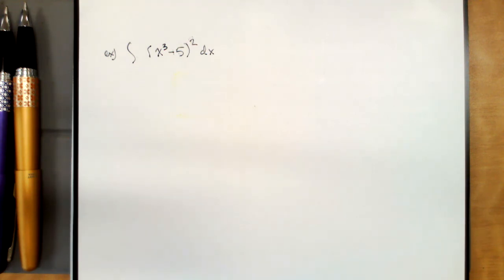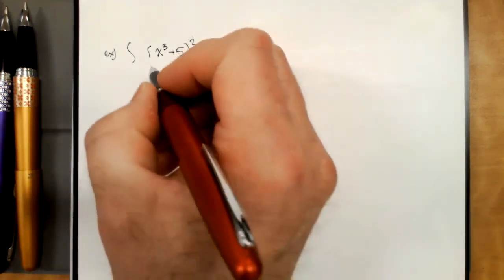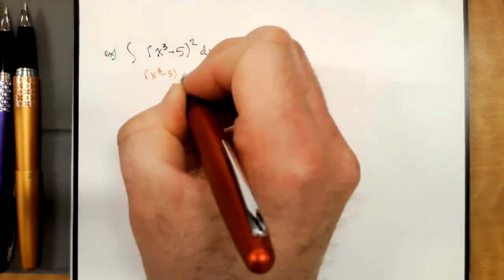So we don't know how to integrate when we have this composition of functions. We've got this x cubed minus 5, and it's being squared. So we do have the term by term thing, so let's just use that. We'll multiply this out. We'll take x cubed minus 5 and just square it.